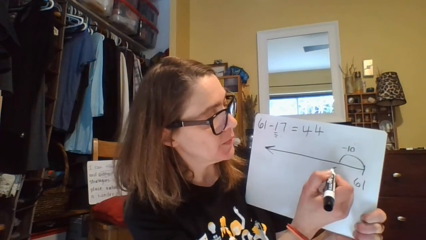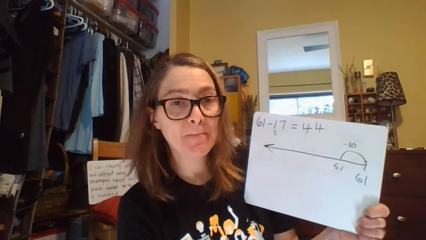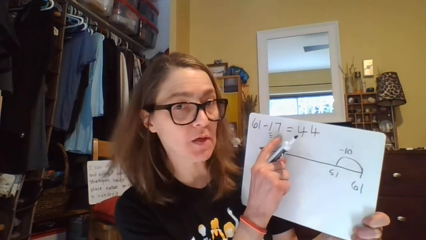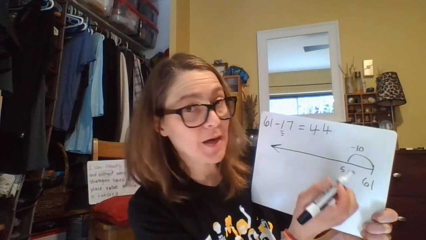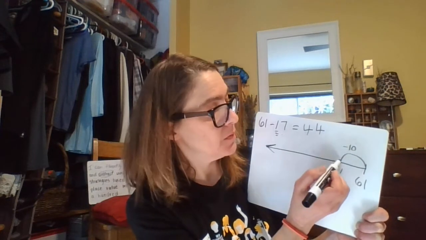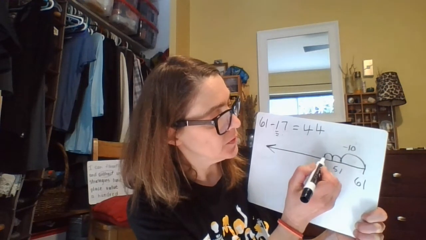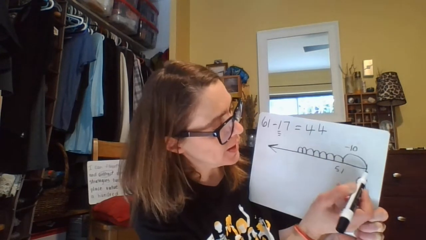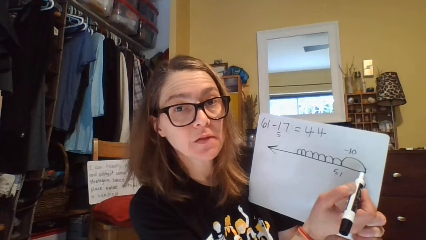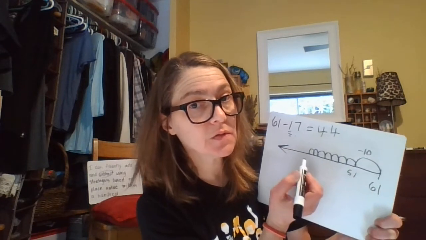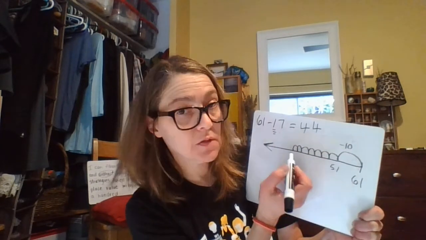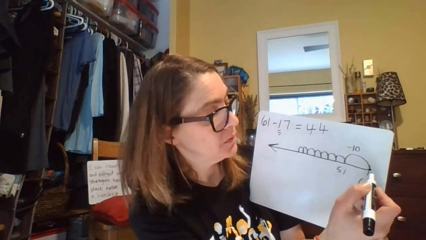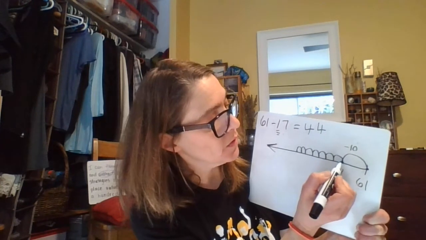Then we're going to end up at 51. Okay, and then we still have 7 ones. So we're going to go back 7 ones, and we're going to count 1, 2, 3, 4, 5, 6, 7. So you see how they're all connected because it's a continuous thing, and we're starting right at 61. Okay, and they're all connected.